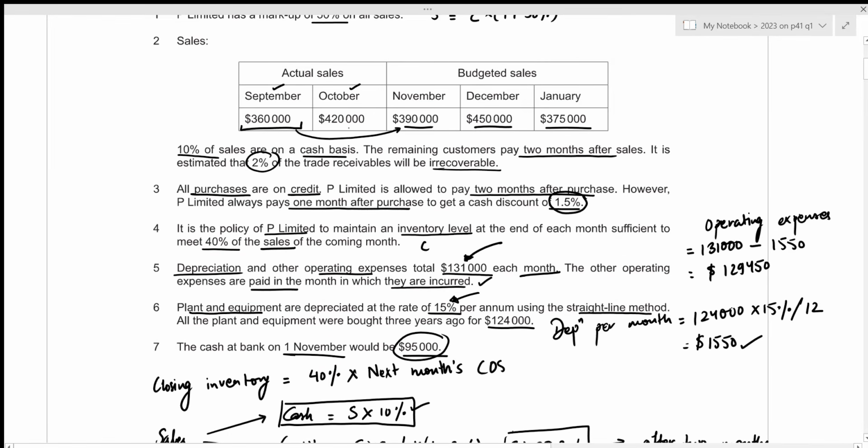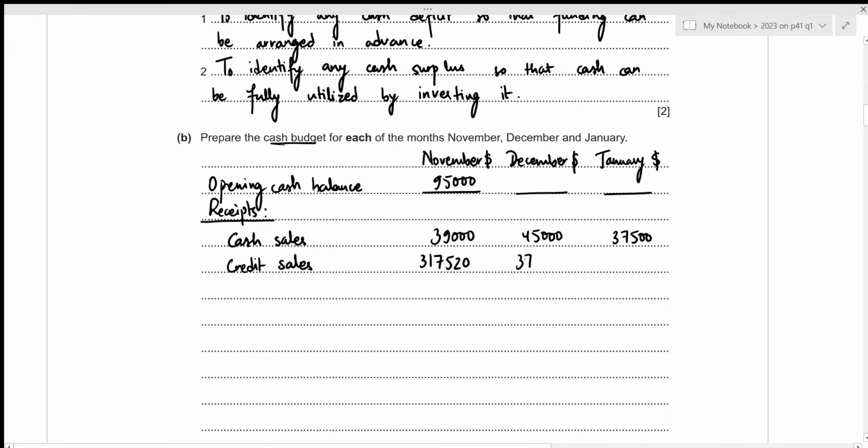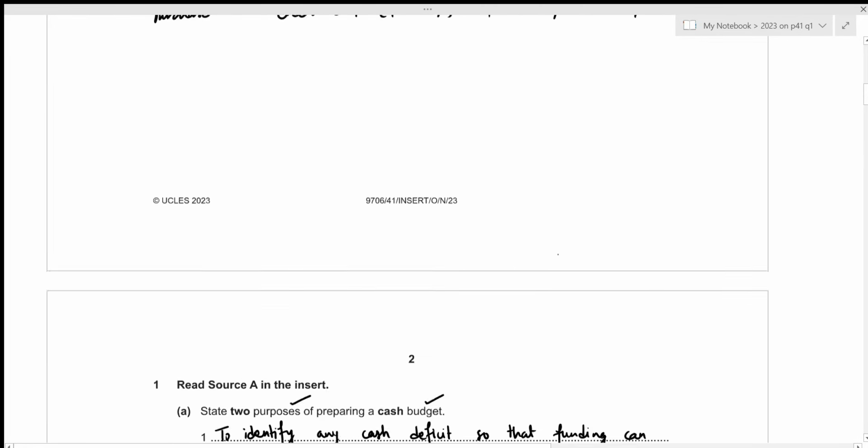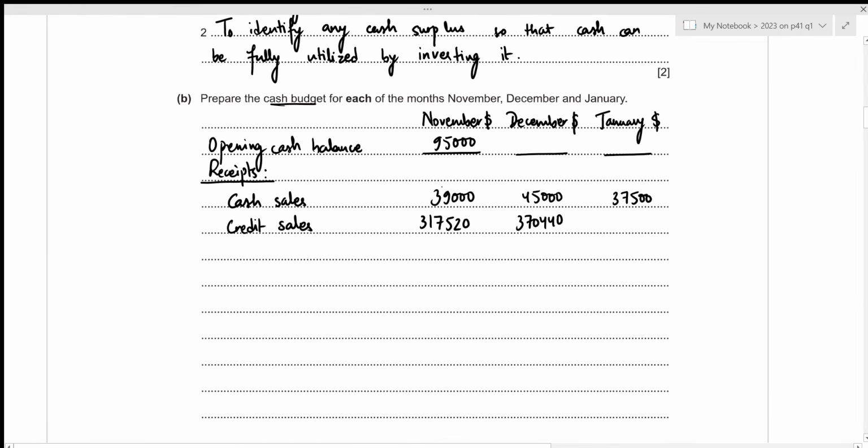Now for the month of December, we will be receiving the amount for credit sales made in the month of October. So that will be 420,000 times 88.2%, which results in the amount of 370,440. Then we repeat the same process for January. In January, we will be receiving the amount for credit sales made in the month of November. So that's just going to be 390,000 times 88.2%, which results in 343,980. That is all for our receipts section.